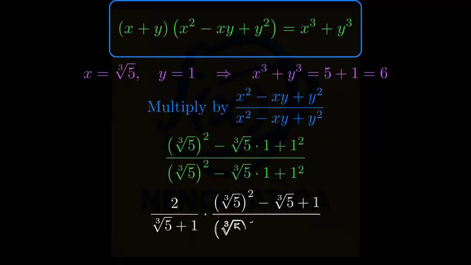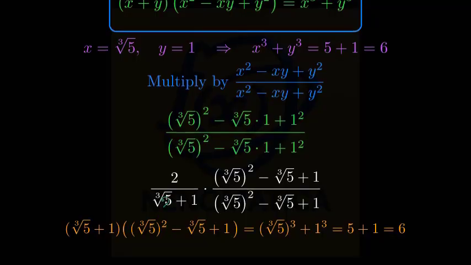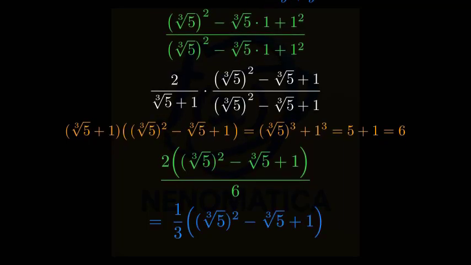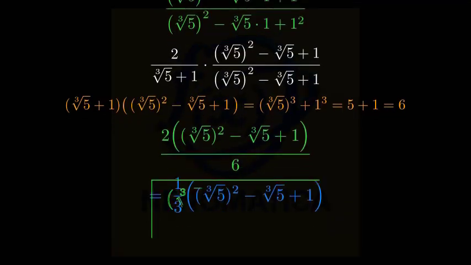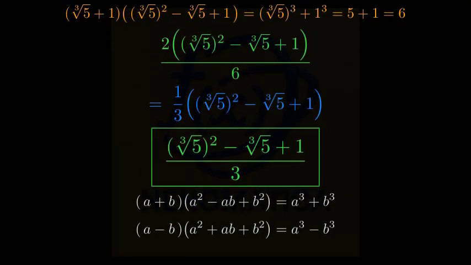Now, apply this to our fraction. We multiply 2 over the cube root of 5 plus 1 by that companion fraction. Because the denominator is in the form (x + y)(x² − xy + y²), it simplifies to x³ + y³, which is 6. So the whole fraction becomes 2 times the companion expression, over 6. Now we can simplify 2 over 6 to 1 over 3. Final answer. We rationalized the denominator by using the sum of cubes identity.